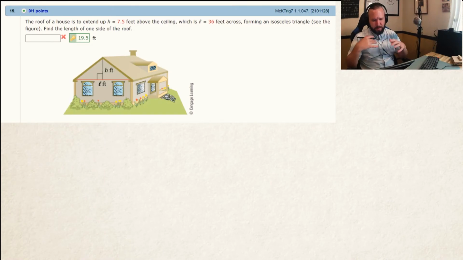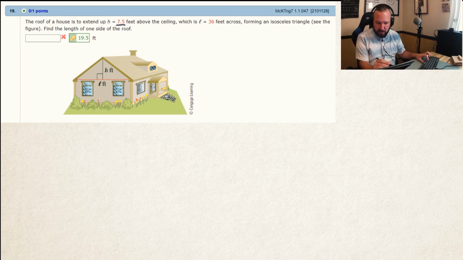Problem 19 is about a house. I know it's always scary when you see a picture like that. It's like, oh my God, I don't know anything about houses. I'm not a roofer. Let's try to break it down and see if we can figure out what to do. So they tell us the height is 7.5, and they tell us that whole length right there is 36. And what I'm trying to do is figure out that length along one side of the roof.